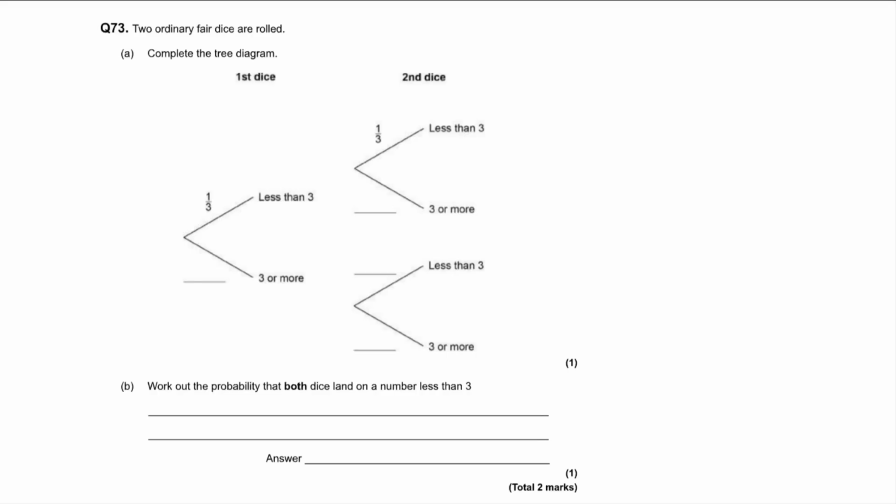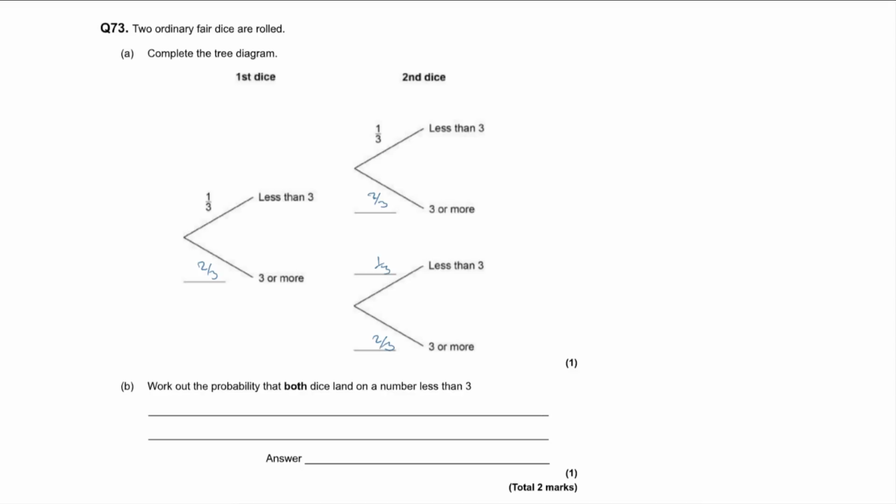Question 73, two ordinary fair dice are rolled. Complete the tree diagram. So the probability that you get less than 3, that's 1 in 3. What outcomes are less than 3? Less than 3 is 1 or 2, so you've got 2 outcomes out of 6, which reduces to 1 over 3. So the probability if you get 3 or more, you get 3, 4, 5 or 6, that's 4 out of 6, which simplifies to 2 out of 3. It doesn't matter on the first or second roll, you're not going to change your probability of rolling a particular score on the dice. It should be the same each time. So that's 2/3 there as well, and 1/3 and 2/3 there as well.